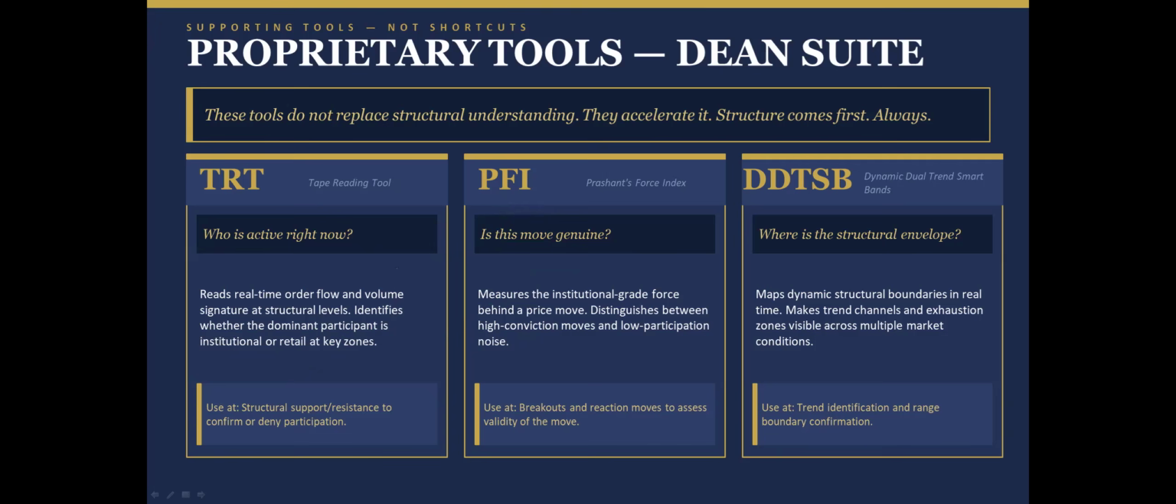And there is Dynamic Dual Trend Smart Bands. So DDT SB, or smart bands, we have two bands. It shows a buying bias or selling bias with green or red color, and it shows momentum. With black it is bearish momentum, with purple it is bullish momentum. These momentum or bias band colors can be changed as per your convenience, but they map the dynamic structural boundaries in real time. They show you where the support area is based on hidden gaps.